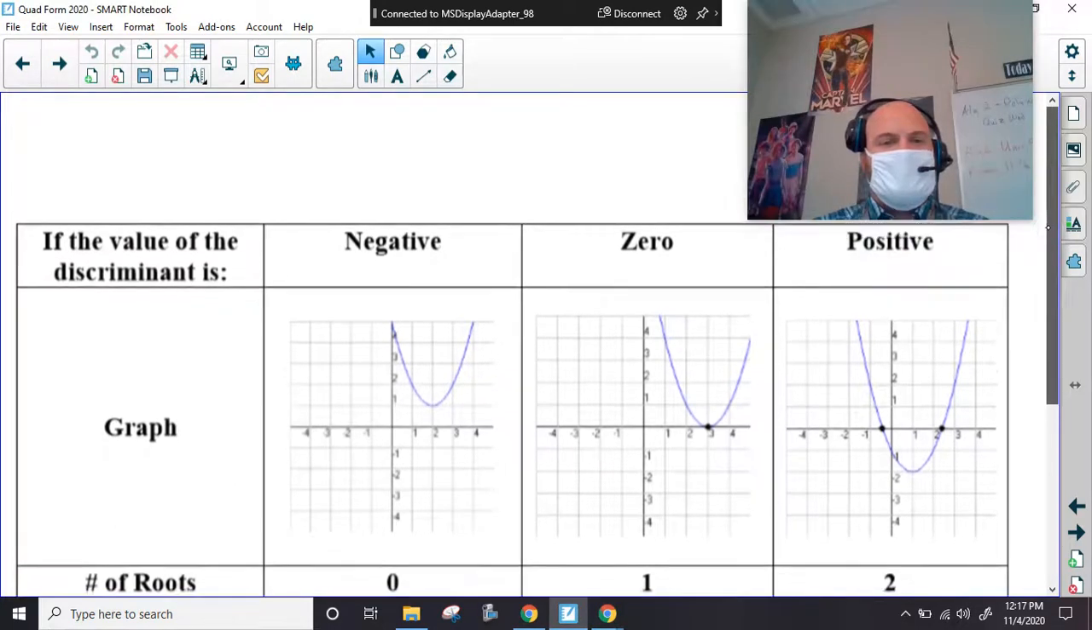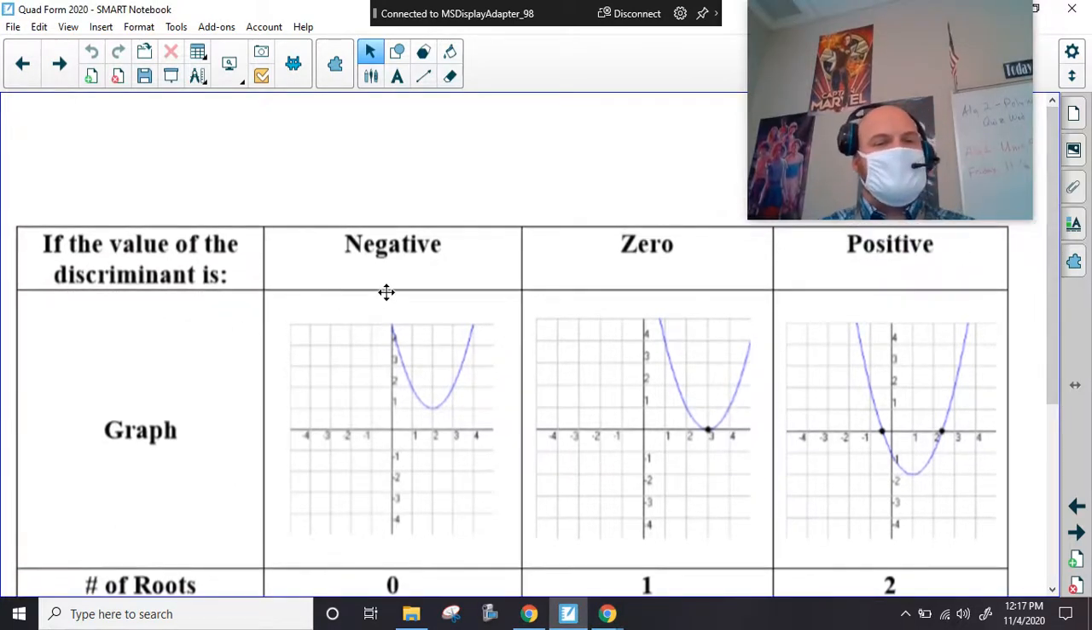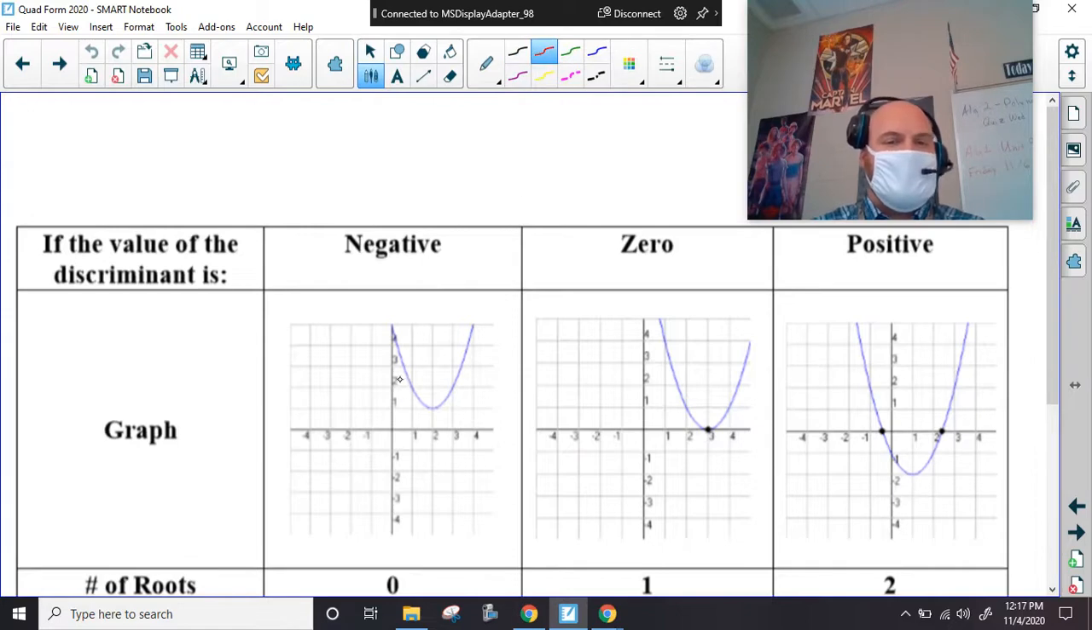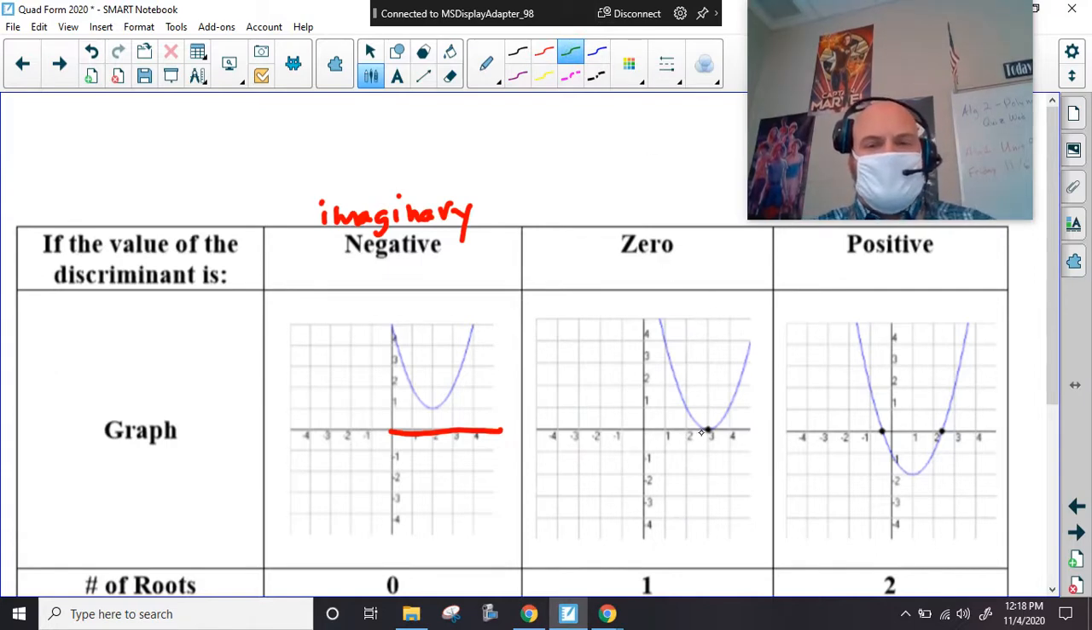All right. Now, big thing about this: if the discriminant value is negative, if we were to graph it, it would never touch the x-axis. This is where we're going to have our imaginary numbers, and we're going to look at those later today. Now, if it's 0, it's going to touch this one time, and if our discriminant is positive, it touches twice.